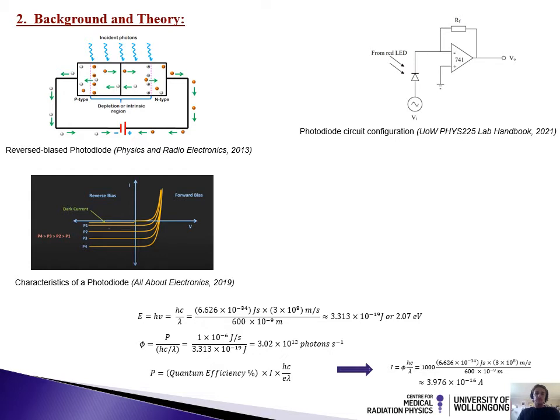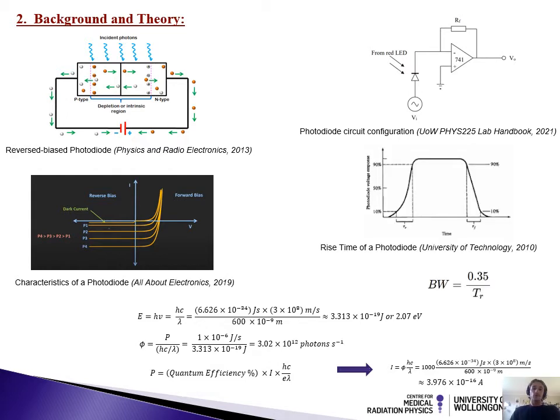The current produced in a photodiode at a wavelength of 500 nanometers can be determined by rearranging the following expression of power. Assuming the quantum efficiency is 100%, we find that the current produced would be a relatively small value of 3.976 times 10 to the negative 16 amps. The real-world practicalities of this phenomenon will be discussed at the end of this presentation.